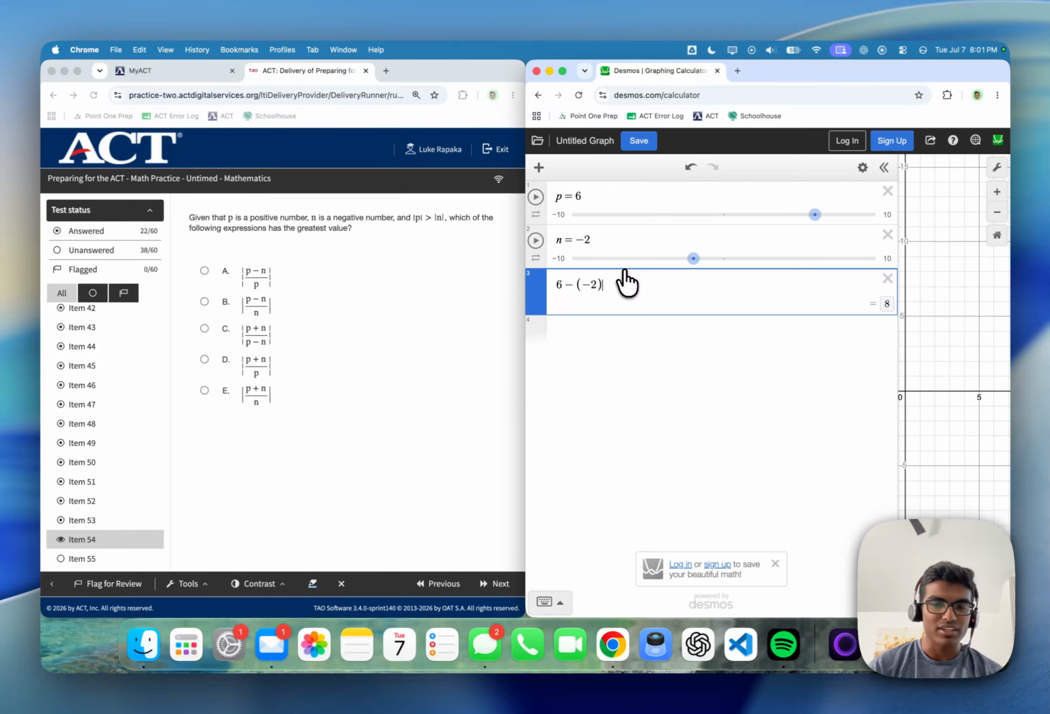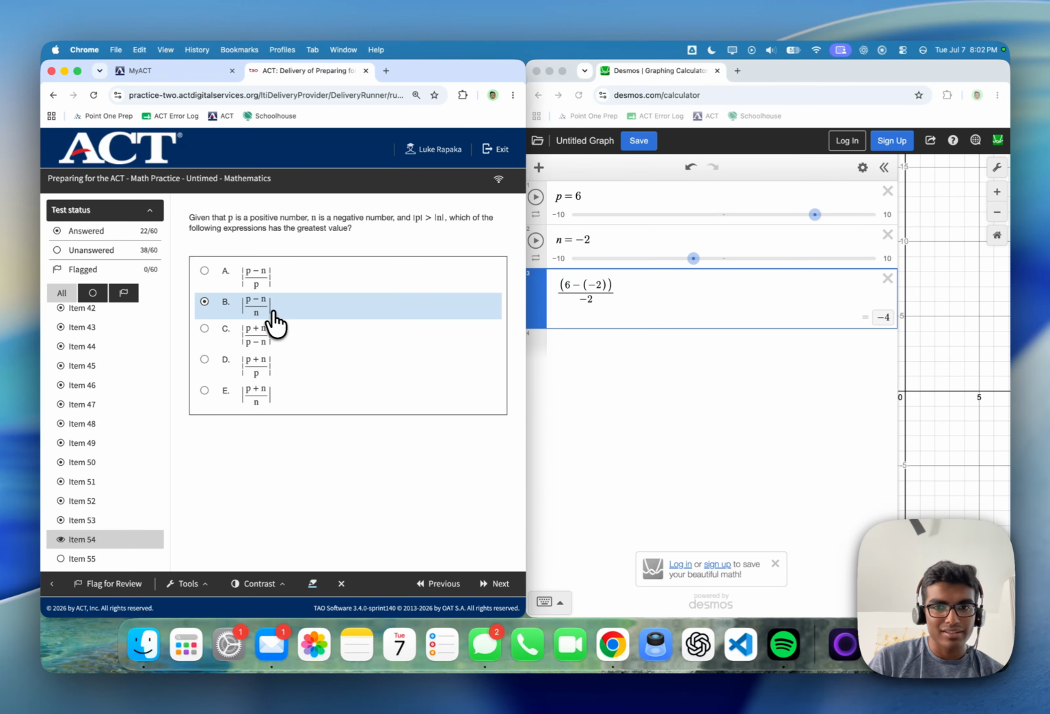I also want to divide by a smaller number, so that would be negative 2. Because if I divided by 6, I'd get 1.33. But remember, I'm trying to find the biggest value, and it's taking the absolute value already. So even if I get negative 4, it's gonna be 4. So that's what I'm trying to find. It would be p minus n divided by n. That would be the answer.